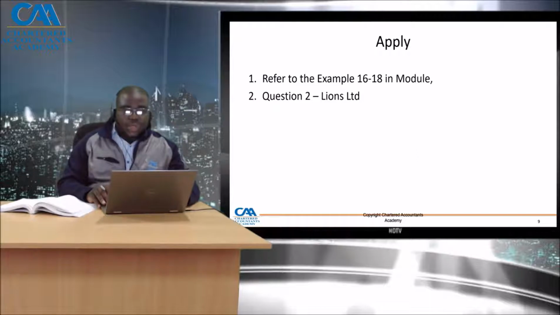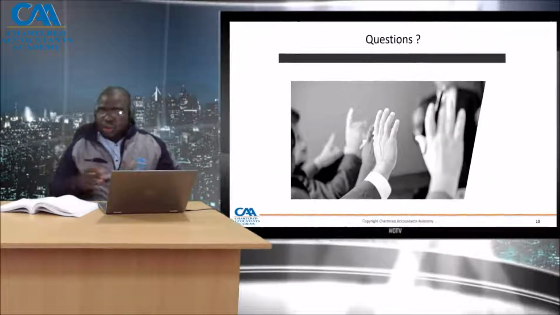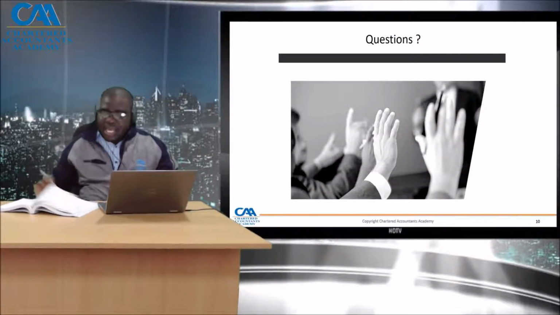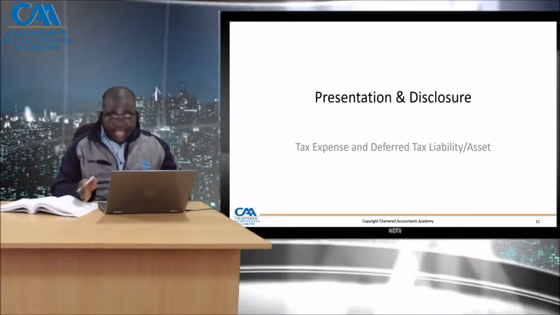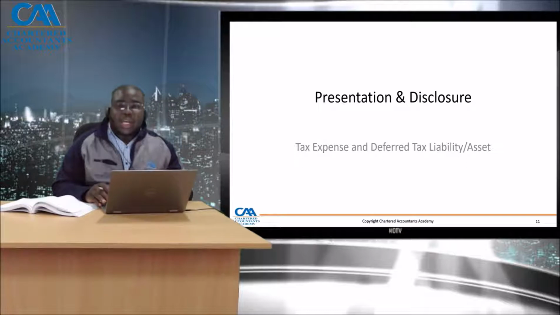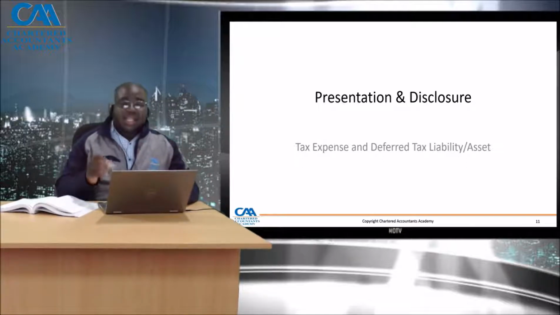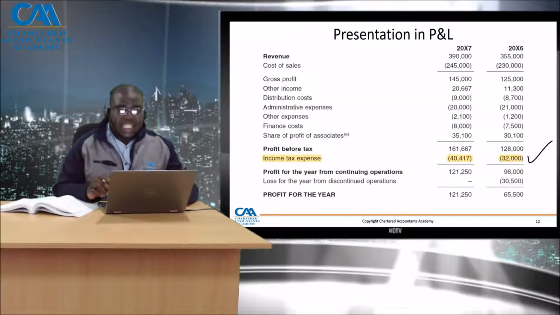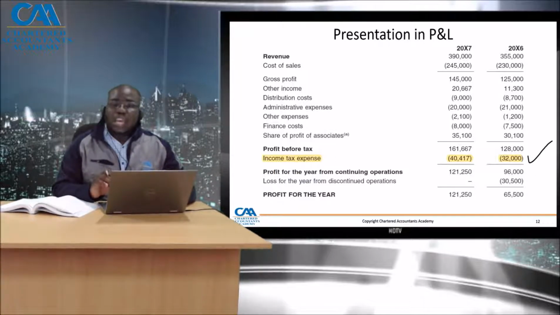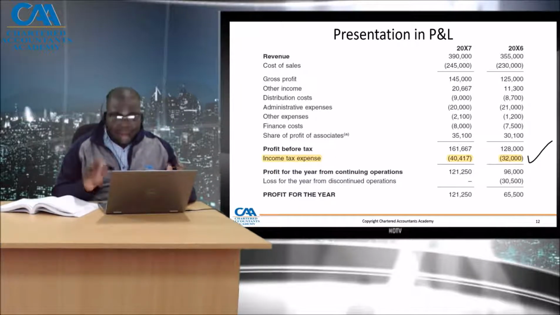I quickly want to take you to presentation and disclosure. Through the process that we've been going through, you've been seeing a lot of disclosures where you were required to calculate the tax expense or prepare the tax expense note and the deferred tax liability. So I will quickly deal with presentation. As far as the profit and loss is concerned, the tax expense is presented below the profit before tax. All other income and expenses are presented above.